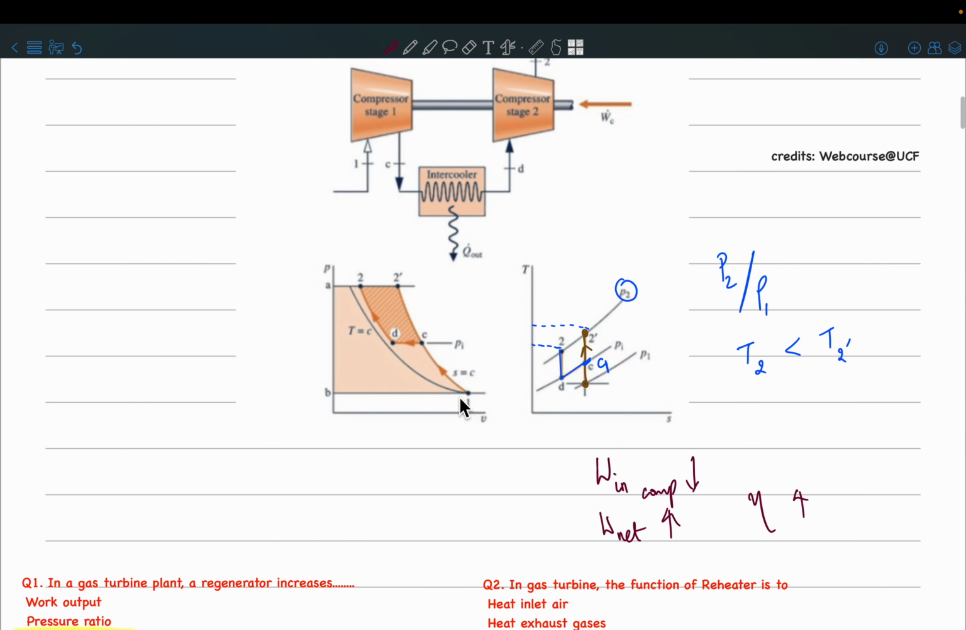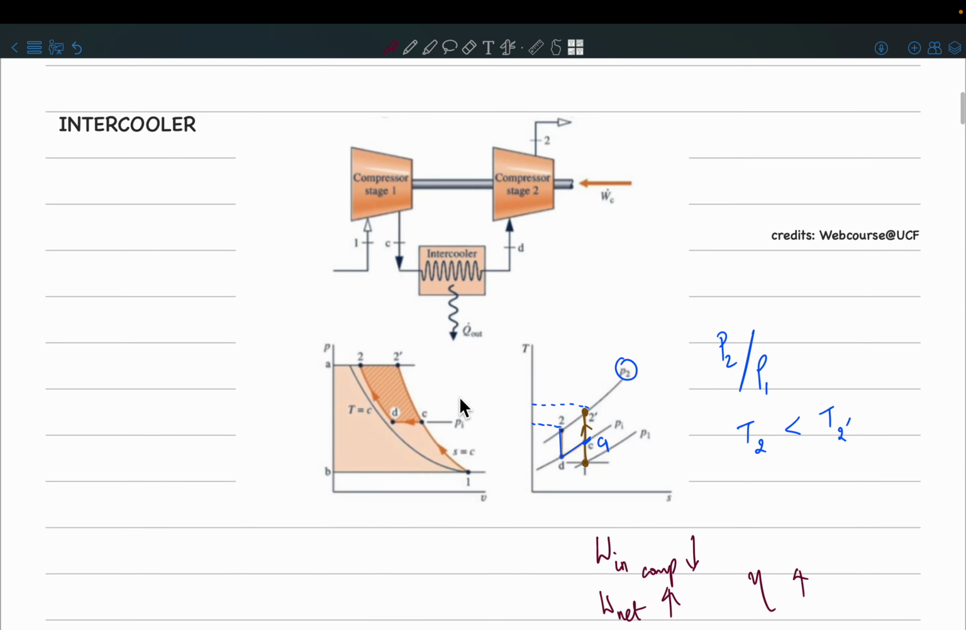Because of adding intercooler, the efficiency will not increase, right? But it is affecting the temperature, so that is going to change things.